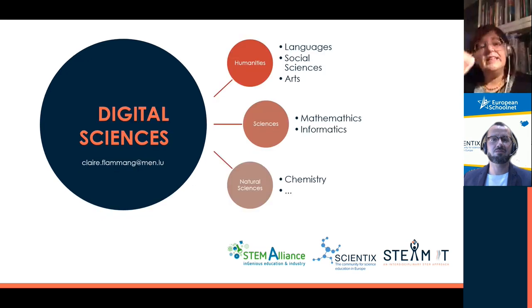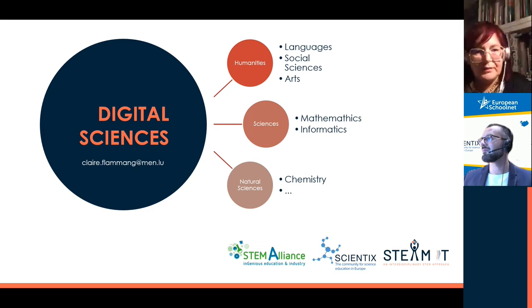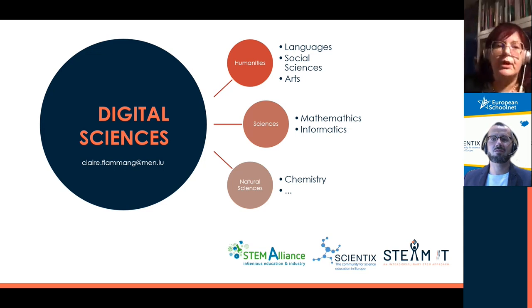I think it's important in that term to explain that the team which is working on these digital sciences is about 7 or 8 persons who come really from lots of different horizons. So we have language teachers, Carolina and Gerard, for example, social sciences teachers, art teachers. We have also science teachers, mathematics and informatics, also natural sciences, chemistry, and I make a few dots because this is the important part of it. I don't think that reducing this kind of subject to one kind of teacher is very useful, because it's the combination of all the points of view that brings the richness to this subject.